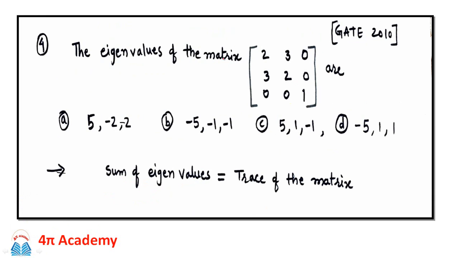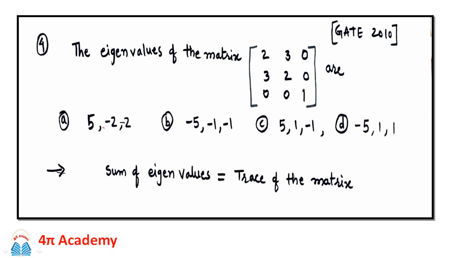Okay, so now let us take one more problem from GATE 2010 exam, that the eigenvalues of the matrix 2 3 0, 3 2 0 and 0 0 1 are. Now here we are not going to solve the problem by exactly writing the characteristic equation. So many a times it is not needed to write the characteristic equation and solve the complete problem. Just from the options itself you can apply the property of the matrix which we have discussed and solve the problem from the options itself.